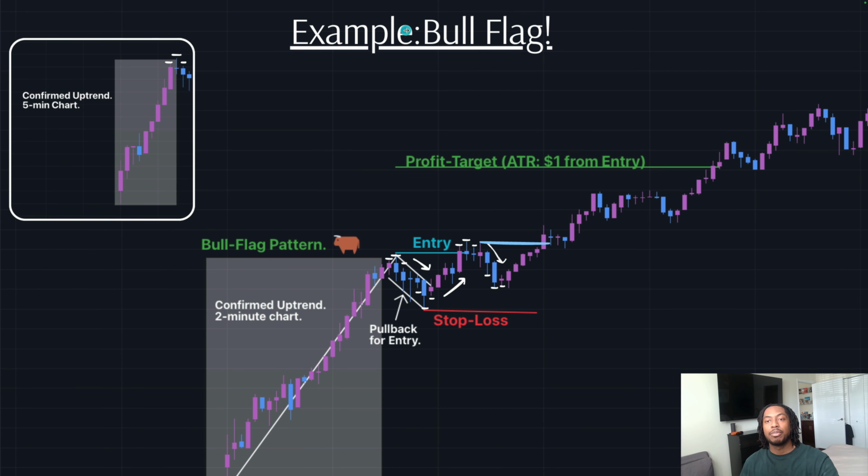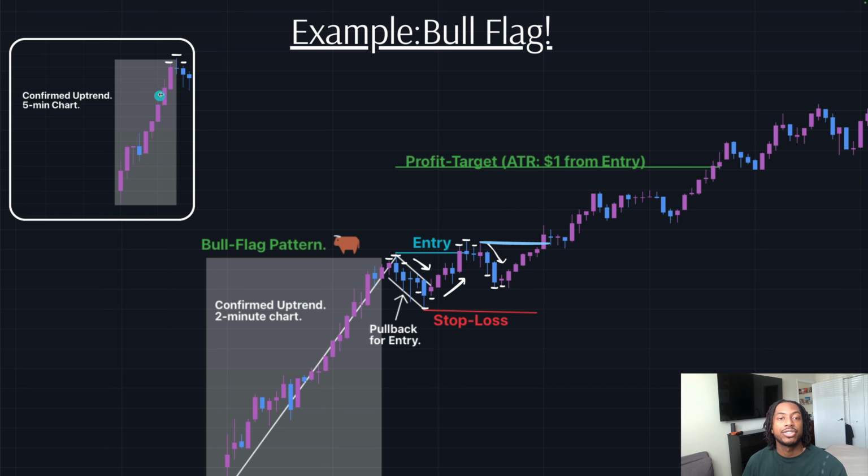All right, so here's an example of a bull flag. This is one of my favorite setups that I normally trade, and I'm going to explain it to you using everything that we learned in this segment. All right, so first, I'm on a higher time frame for me. I normally use the 5 minute chart. So I have a confirmed uptrend.